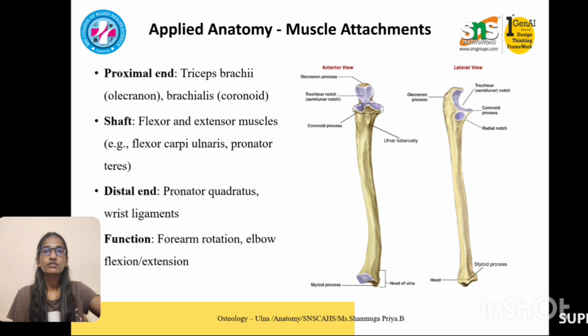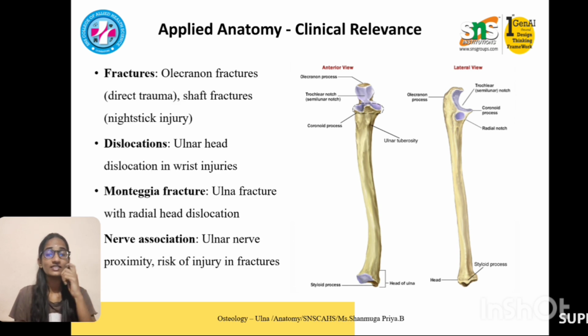Next we are going to see the clinical relevance, the fractures. The olecranon fractures from a direct hit, the shaft from the nightstick or defense injuries, and dislocation of the ulnar head in wrist trauma. And also we have the Monteggia fracture, an ulnar fracture with radial head dislocation. Ulnar nerve nearby, so fractures risk nerve damage.